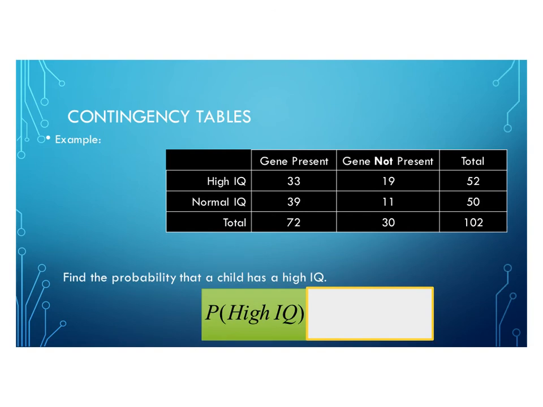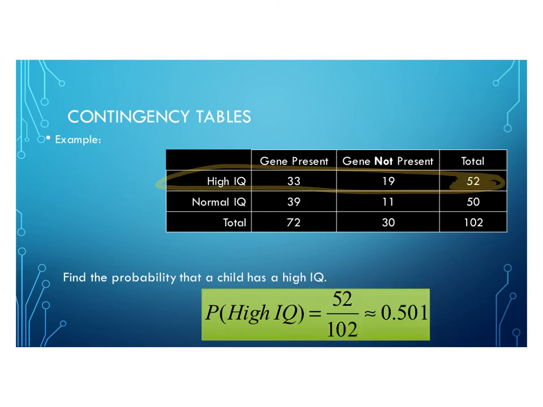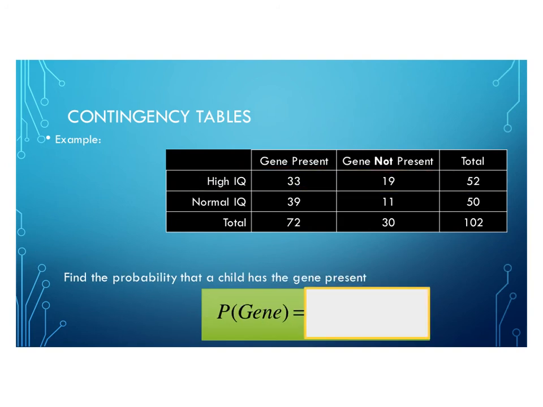I want to know, what is the probability that a child has a high IQ? So I take my total high IQ, here's my high IQ. I'm going to take the 52 over the total number of kids, and we get about 50%. Next example, I want to find the probability that a child has the gene present. So total gene present is our 72, and the probability that a child, total children, is 102. So 72 over 102, the end.